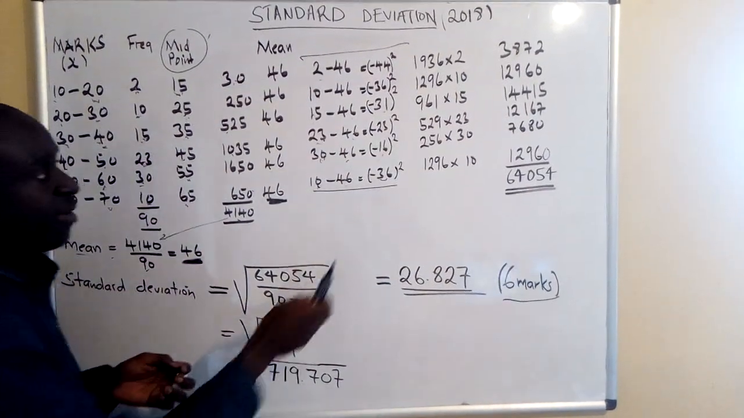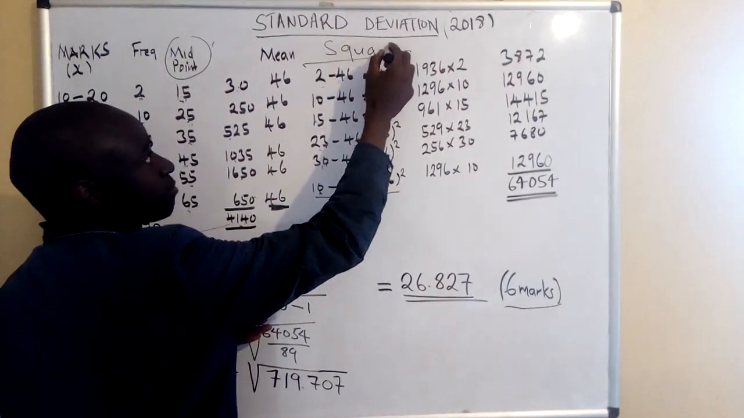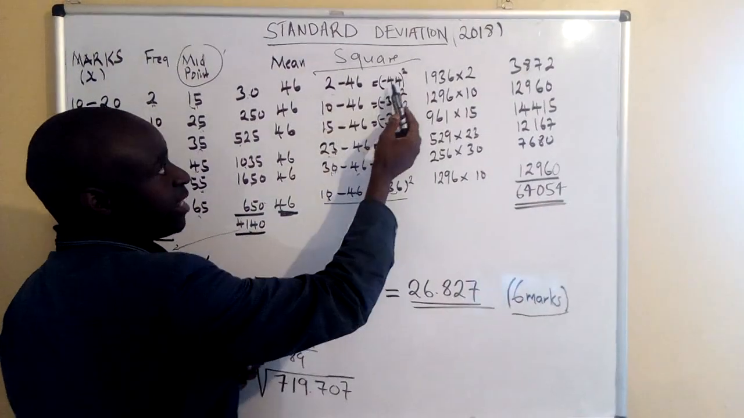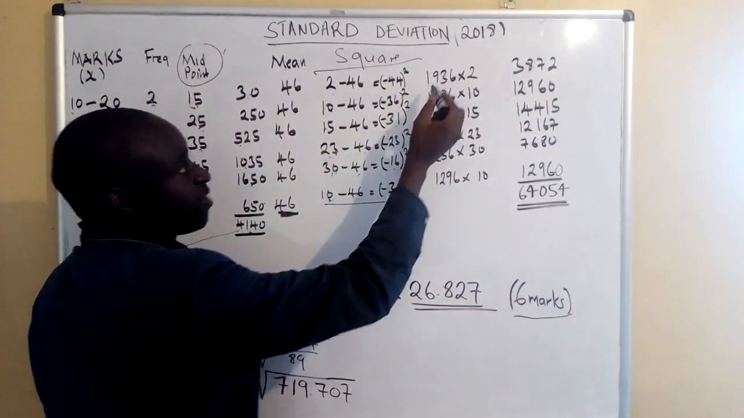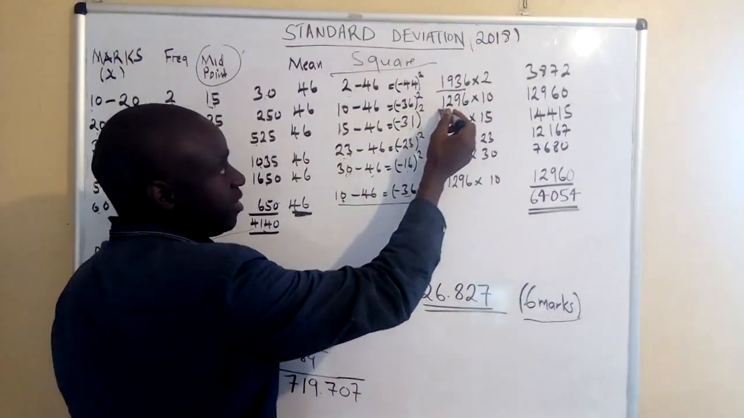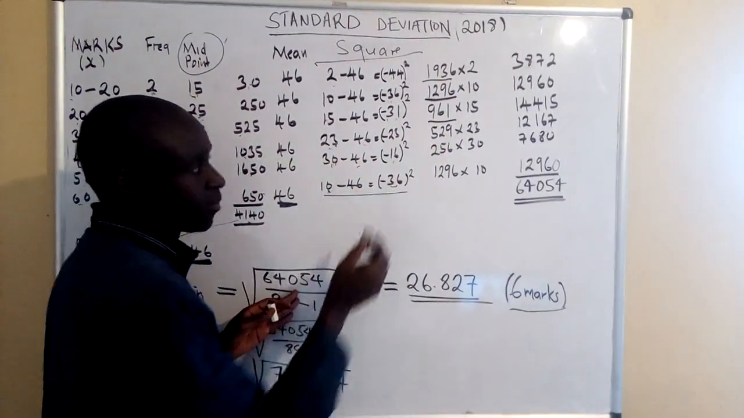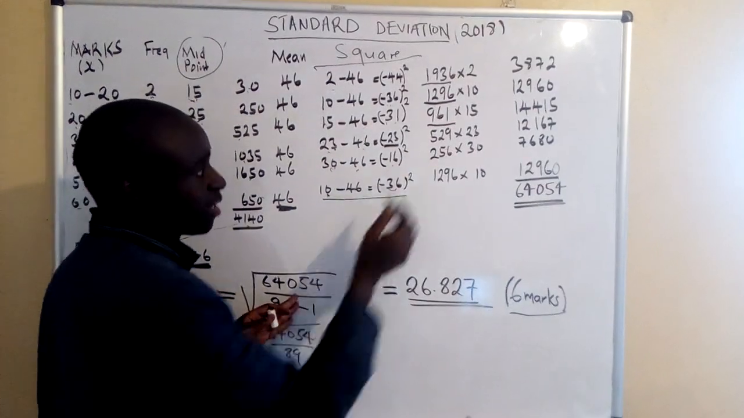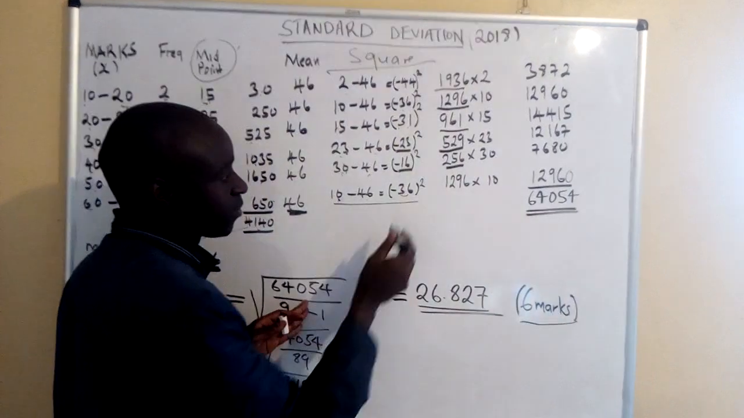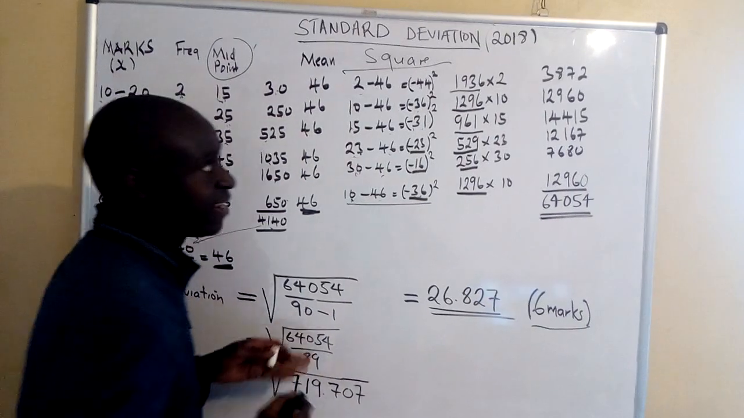After getting these numbers, we now square them. We square them by putting a 2 as a power, which means negative 44 by negative 44, it will give me this number there. Negative 36 by negative 36 will give me this number. 31 by 31 will give me 961. Negative 23 by negative 23 gives me 529. Negative 16 by negative 16 gives me 256. And negative 36 by negative 36 gives me 1296.